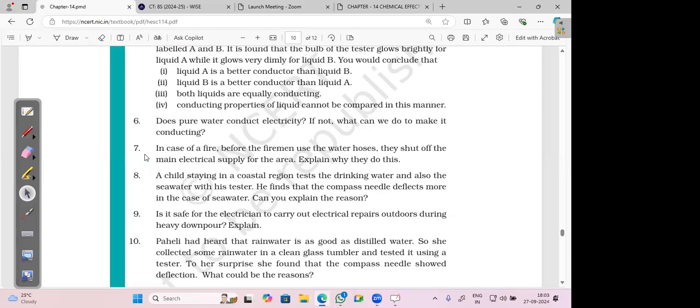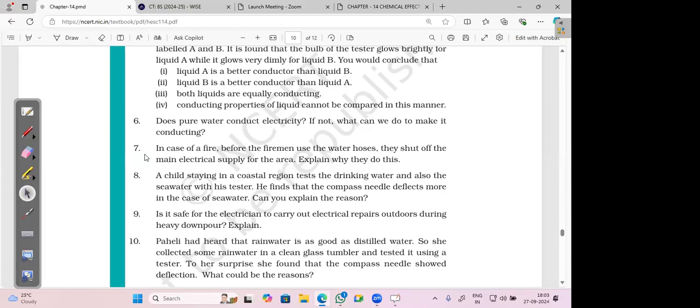Now, the 10th one. Paheli had heard that rainwater is as good as distilled water. So she collected some rainwater in a clean glass tumbler and tested it using a tester. To her surprise, she found that the compass needle showed deflection. What could be the reasons? Sir, because the rainwater contains many particles, as we saw in the previous question. So it is a good conductor of electricity again, and the needle shows the deflection, sir.